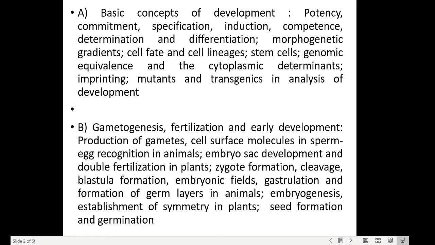Some important terms are there. These terms are potency, commitment, specification, induction, competency, determination, differentiation, morphogenesis. These kinds of words are the basic words, the basic concepts of developmental biology.